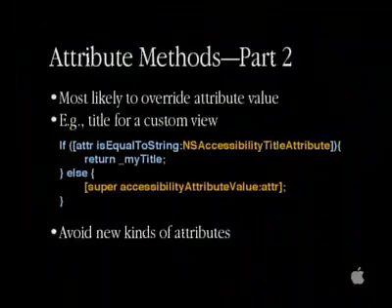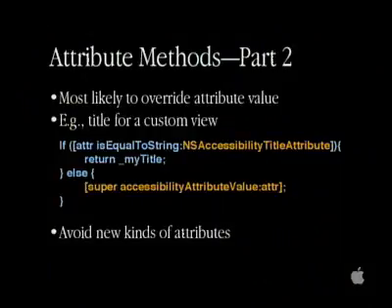You're probably most likely to override the method for returning an attribute's value. If you're interested in returning a custom value for the title of some UI element, you would override the accessibility attribute value method. And the first thing you would do is test if the name of the attribute that's being asked about is the title. If it is, you can return whatever you want for the title. If it's not, you call super so that other attributes will be handled for you from your inheritance hierarchy.